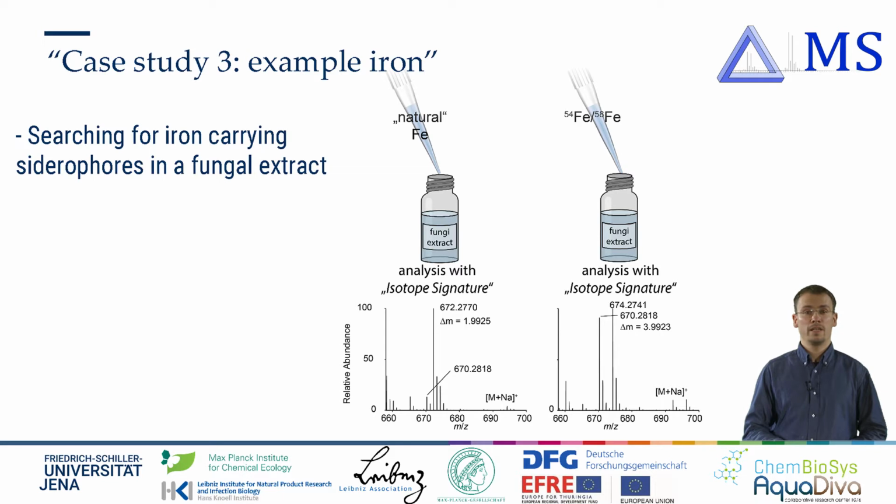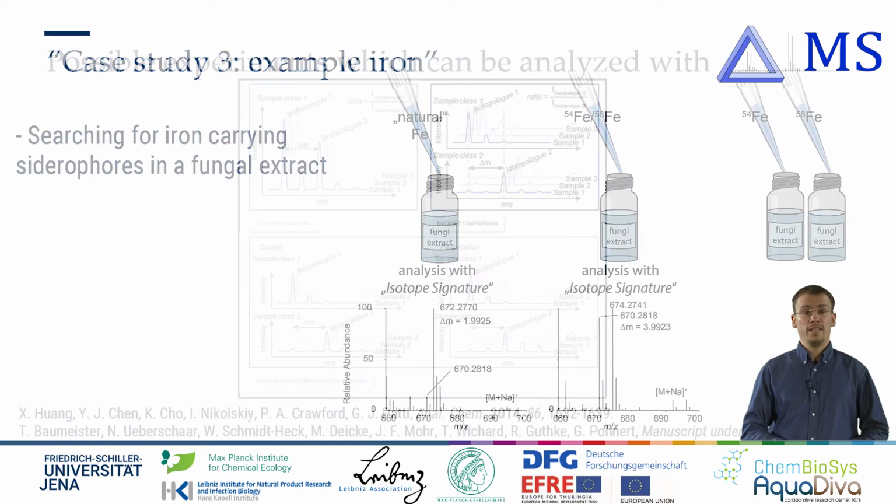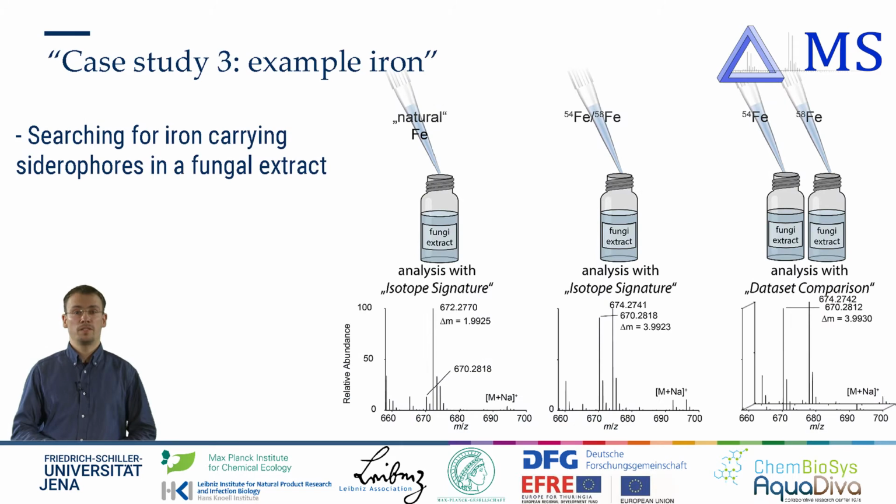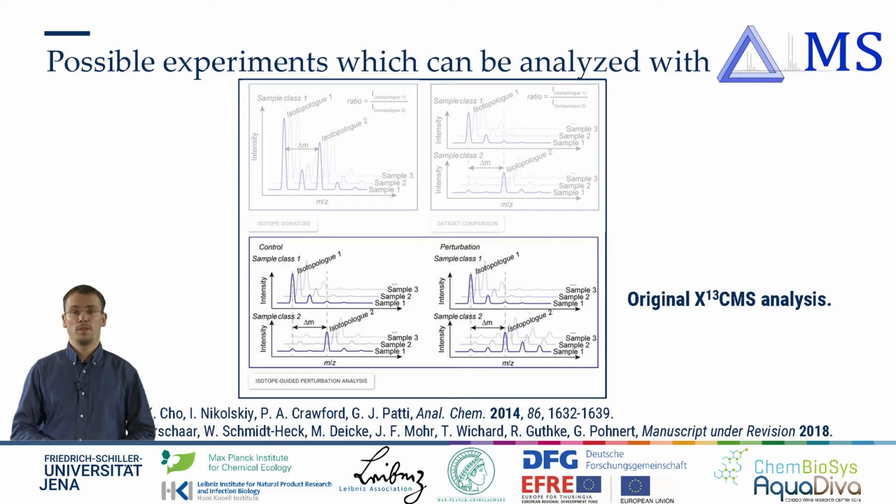Additionally, a similar experiment was performed containing each of the isotopes in a single vial, which have also been measured individually. With our dataset comparison option, we can also analyze this type of experimental setup. There, the mass difference and the intensity ratio is searched for in individual sample classes. As a third experiment, we implemented the original X13CMS setup for a maximum of flexibility.